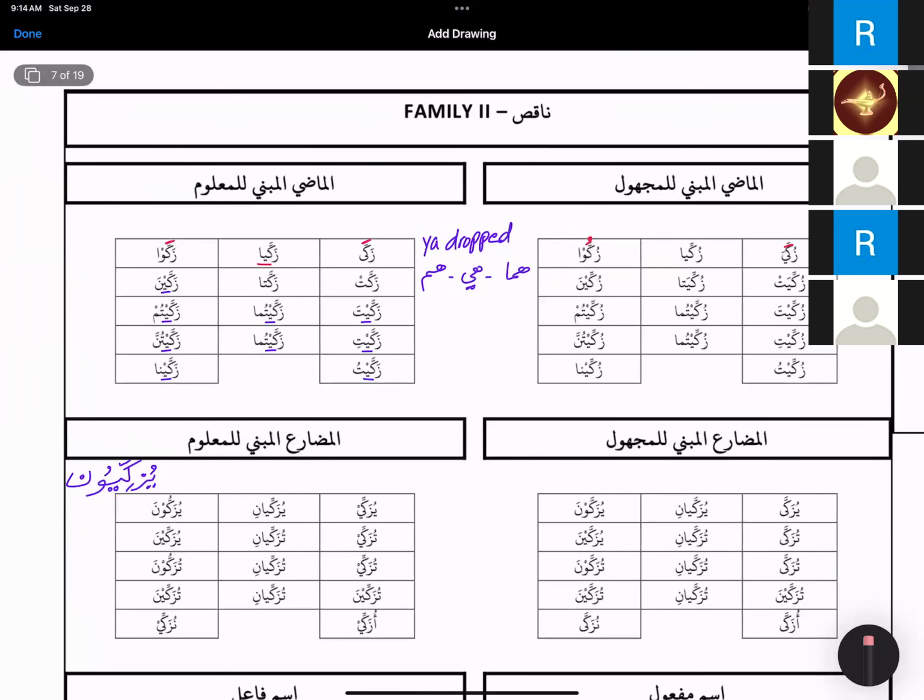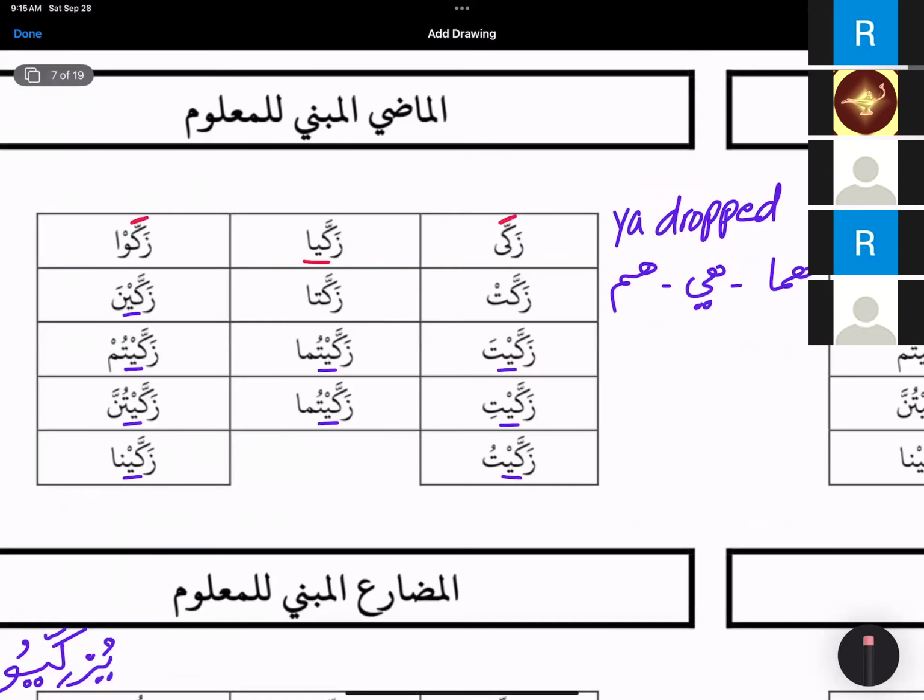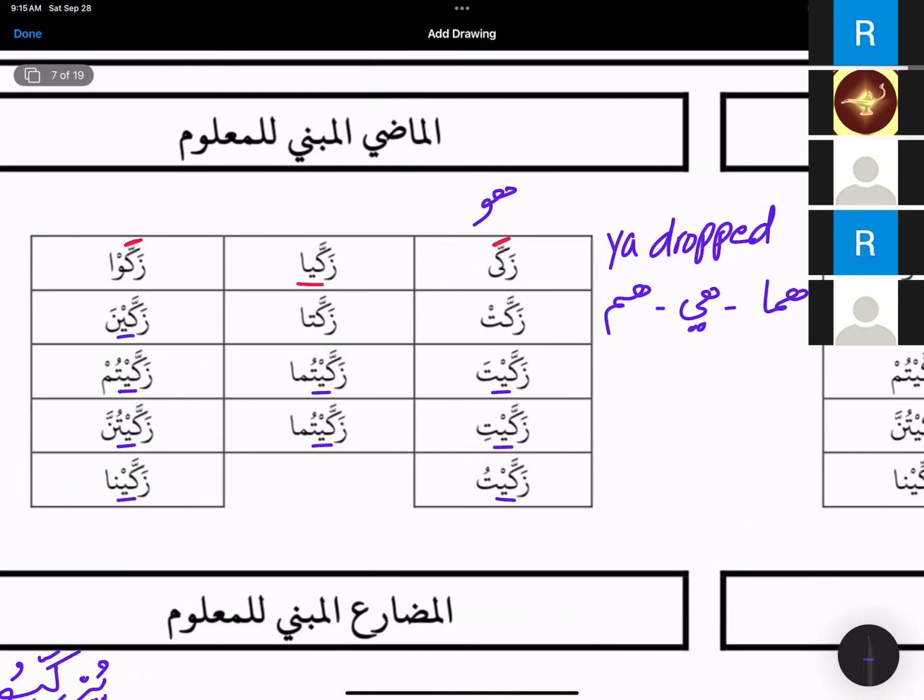So let's see family 2, Sarf Kabir. Zakka is going to be: huwa zakka, huma zakkaya, and now hum is going to be zakkau, not zakku. So we need to make note of it. It never happened before, because with waw we always bring dhamma, but that is not happening in Naqis. Whenever our madi huwa version is ending on alif maksura, this is what happens to the hum version: it has fatha.